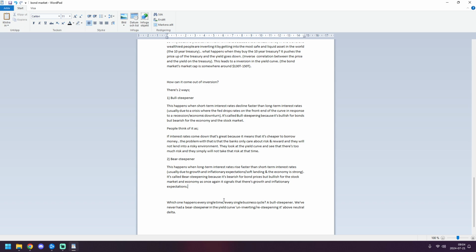Which one happens every single time? Every single business cycle, a bull steepener. We've never had a bear steepener in the yield curve, as in the uninverting or the re-steepening above neutral delta. So every single time we see a bull steepener.